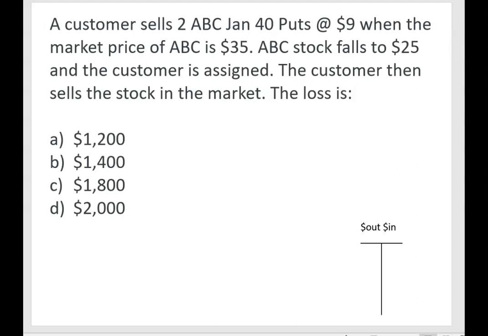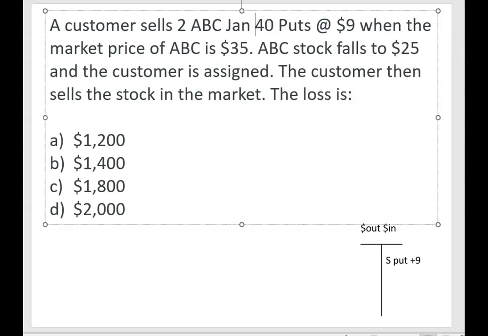Okay, first thing to do is, again, this was someone sold or wrote the January 40 puts. So again, this is an opening sale. Right? Their first transaction was a sell order. And of course, we mark down on the money in column that we sell the puts for plus $9 a share in premiums. Okay, the stock falls to 25 and the customer is assigned. What does that mean, right? He's now got to live up to the terms of the contract. So the person who sold that option to him is going to come back and say, I'm going to use my put option and sell ABC stock to you at, right, at what price? At $40, right? Like we agreed.